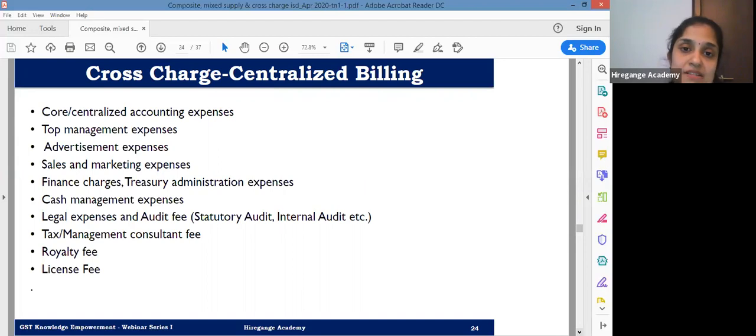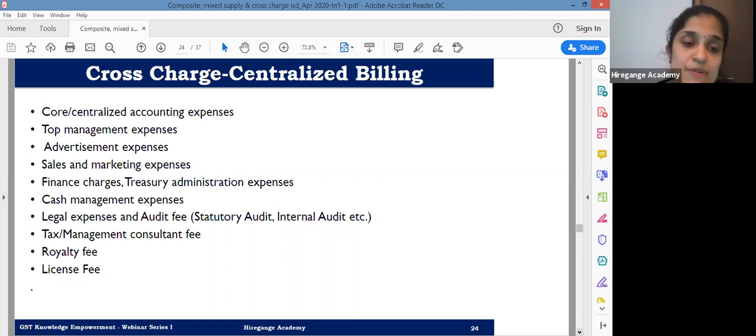Cross charge may be done when there is some accounting expense, there could be top management expense, advertisement expense, sales, marketing expense, like I said, finance, admin, treasury charges, cash management, legal, audit fees, tax management, consultant fees, royalty, license, various charges could be getting cross charged.